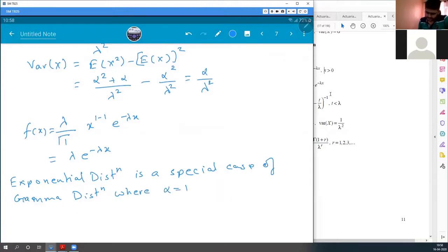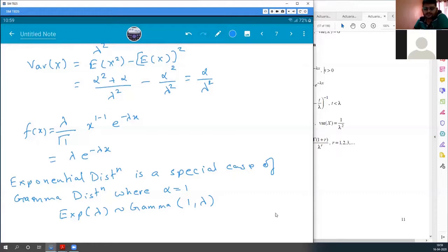Okay. So we say our exponential lambda follows gamma 1 comma lambda. Both the lambdas are the same. Okay. So the exponential distribution is a gamma distribution with alpha equal to 1.